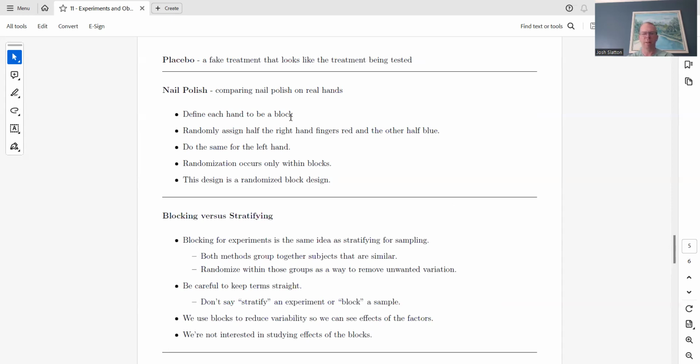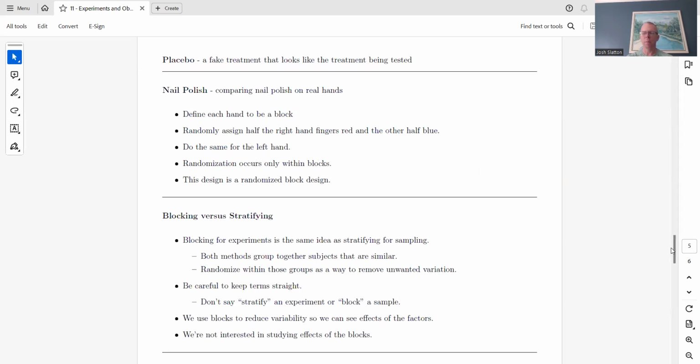So we talked about blocks last time. Blocks are ways to divide your sample into groups, and the groups are divided in such a way that you think those groups will affect the results, but you don't really want to randomize by that, so you divide up by blocks. So you do the same for the left hand. Randomization occurs only within the blocks. This design is a randomized block design because we have the blocks. And the hands are the blocks.